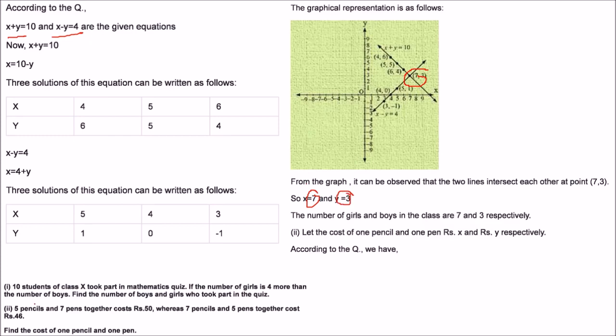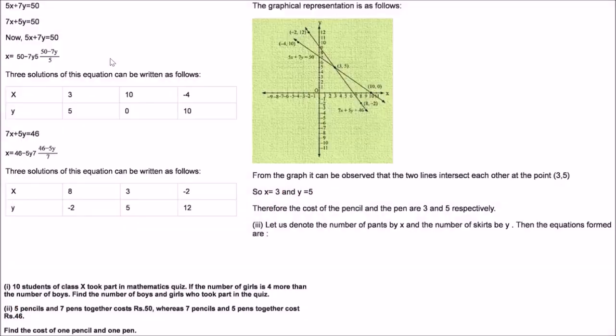For the second one, 5 pencils and 7 pens together cost 50. So if we say pencil is x and pens are y, so 5x plus 7y will be equal to 50. Then we have 7 pencils, so 7x, and 5 pens, so 5y will be equal to 46. So for these two equations you have to make a graph of these lines, and then you will see the intersection will be this point, and the intersection is 3 and 5. That means the cost of a pencil is 3 and the cost of a pen is 5.